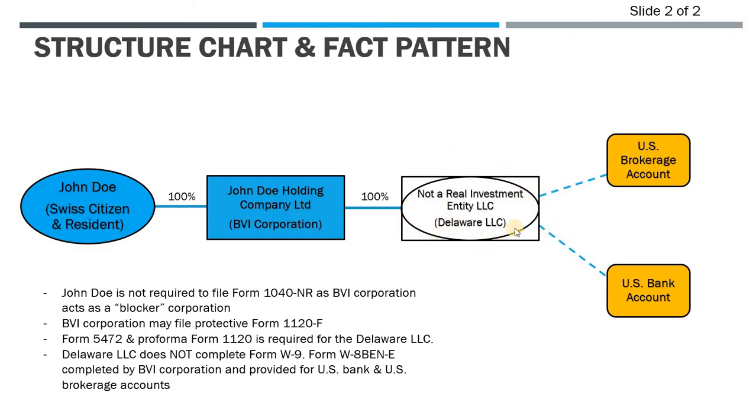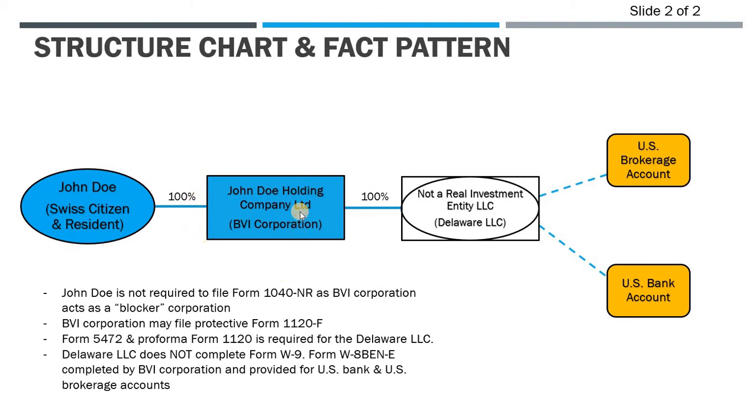And then the LLC is the entity that is opening the U.S. brokerage account, and it also opens a U.S. bank account. Now, as far as filings go, John is not required to file a 1040-NR here because the BVI holding company acts as this intermediary corporate blocker entity, right?